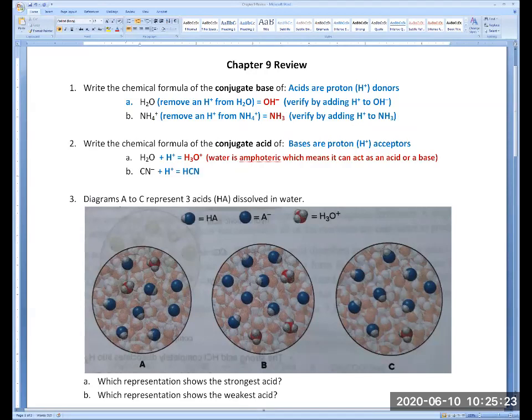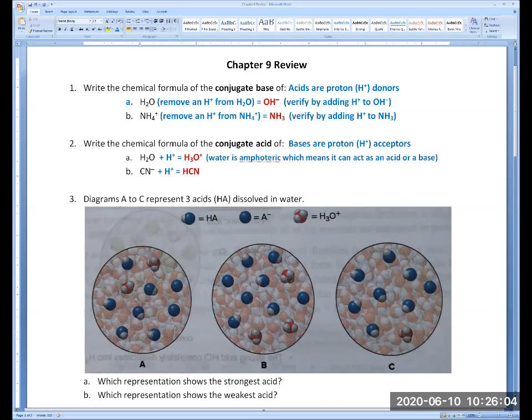Then you have carbon and nitrogen. The H comes with a positive charge, but the cyanide ion had a negative charge, and so a plus and a minus cancel out. So HCN is neutral. And that's hydrocyanic acid. Okay, so this is the conjugate acid. HCN is the conjugate acid of CN-. Let me put this in blue.